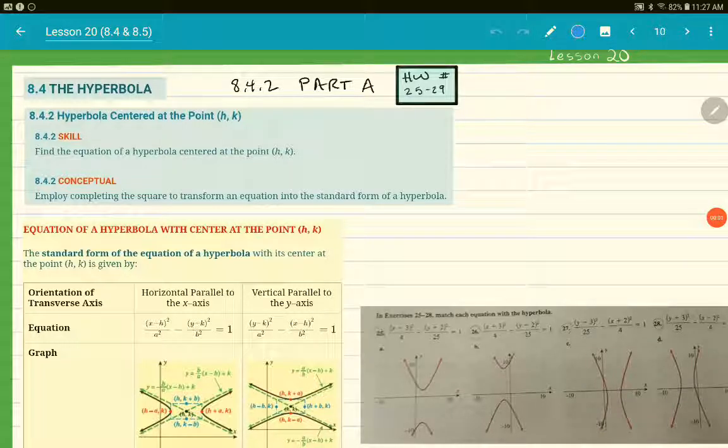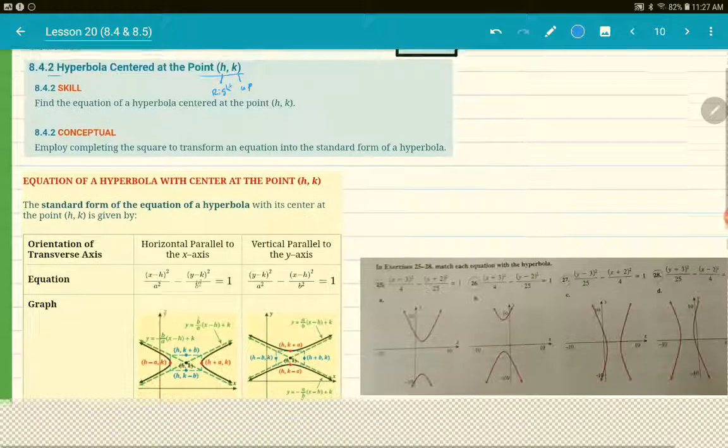In 8.4.2, now we're looking at hyperbolas that are centered at any point, (h, k). So these could include the ones that are centered at the origin, but it expands our possibilities to move that hyperbola around by shifting it right h units and up k units. So if that's a negative h, we go left. If it's a negative k, we go down. So that's consistent with some shifting that we've done previously.